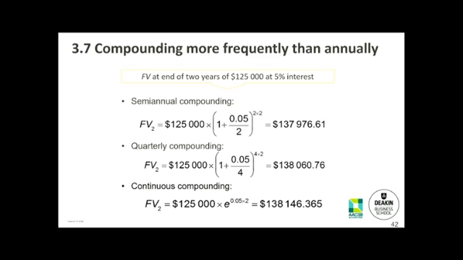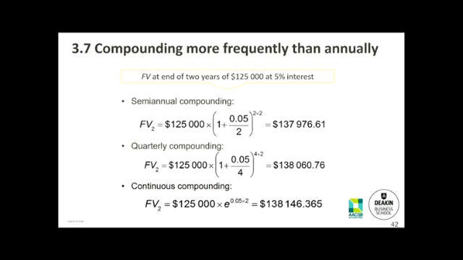What if it is quarterly compounding? M equals 4. Do you agree? If m equals 4, you divide your interest rate. Remember, this interest rate is always the annual interest rate, okay? You divide it by 4. M times n will then be 4 times 2, which is 8. And what's the future value? $138,60. Is it higher or lower than semi-annual compounding? Higher, right? The more compound periods, the higher the future value.